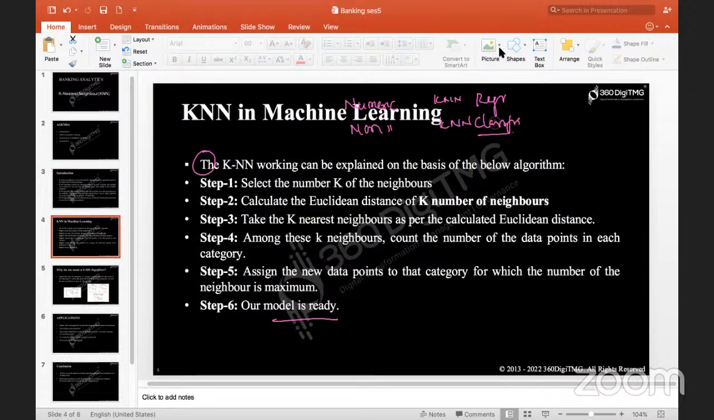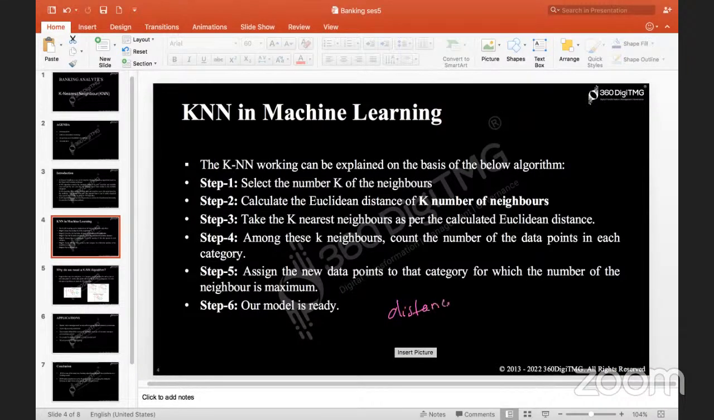How do you calculate the distance is a point. You can use any distance calculation that is available. The best and preferred one is Euclidean distance, or you can go for Manhattan distance or Mahalanobis distance calculations.